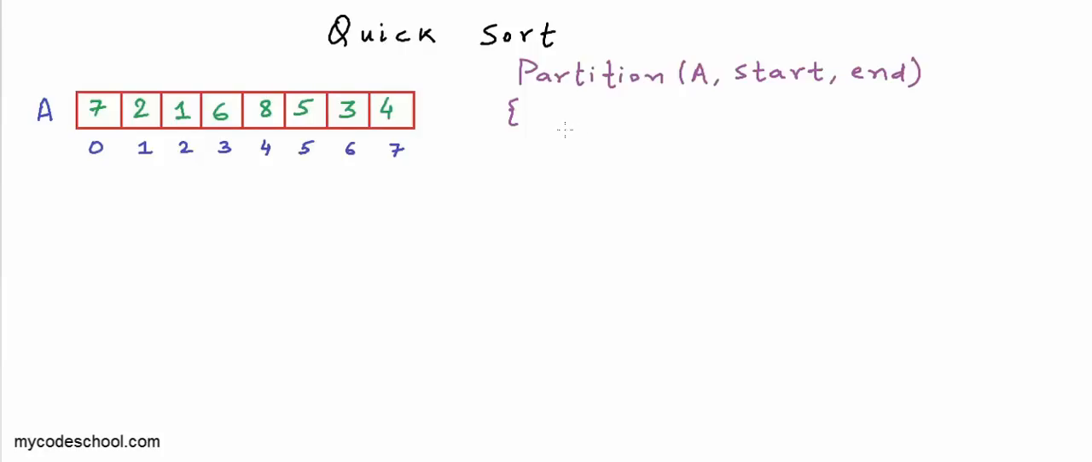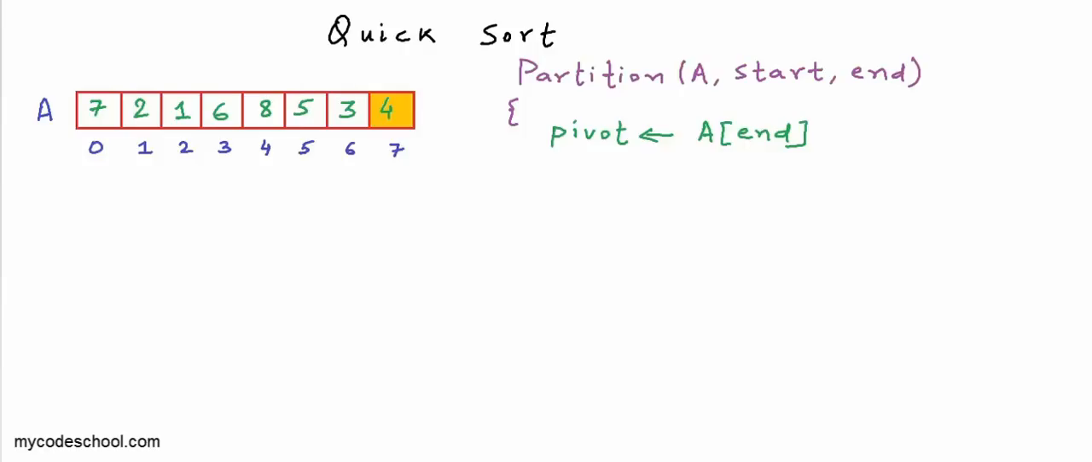Now in this function we first need to select the pivot. Let's say the rightmost element in the segment is selected as pivot. So pivot is always A[end]. If we pass this whole array, we will pass A, start will be 0, end will be 7.